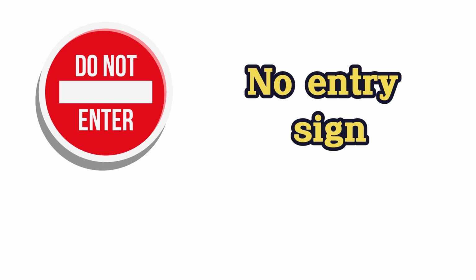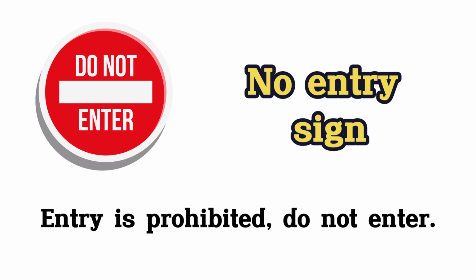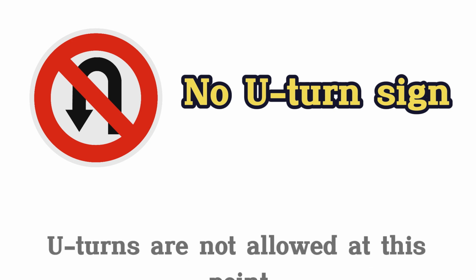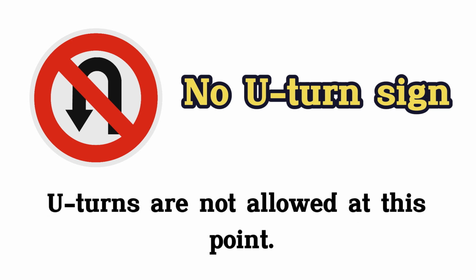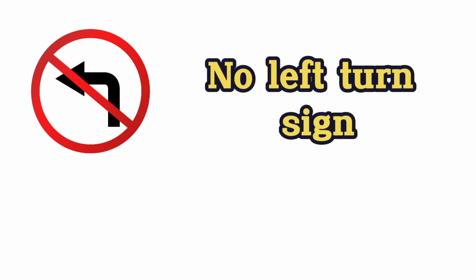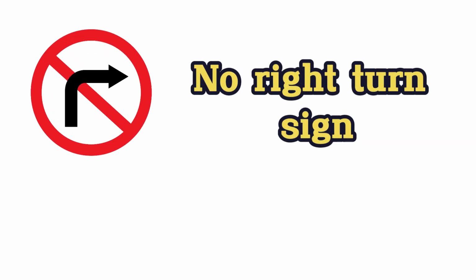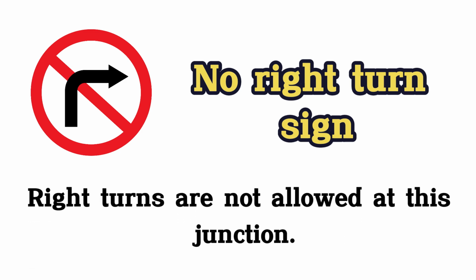No entry sign. Entry is prohibited. Do not enter. No U-turn sign. U-turns are not allowed at this point. No left turn sign. Left turns are prohibited at this intersection. No right turn sign. Right turns are not allowed at this junction.